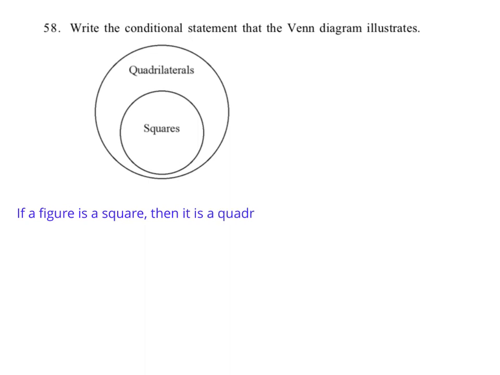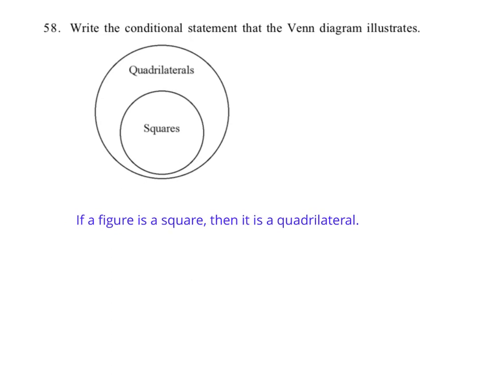a quadrilateral. Okay, and let's just examine that really quickly. Another way of saying that where it's not exactly written as a conditional, but it's true, is all squares are quadrilaterals. Okay, so if you hear all squares are quadrilaterals, what you're saying is everything that fits the definition of square fits the more general definition of quadrilateral. So if something is in this circle, then it is in this circle. If a figure is a square, then it is a quadrilateral.